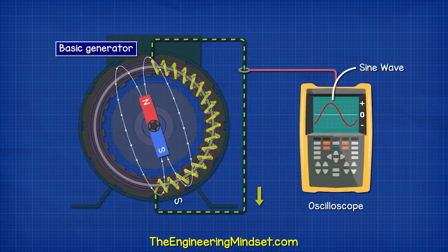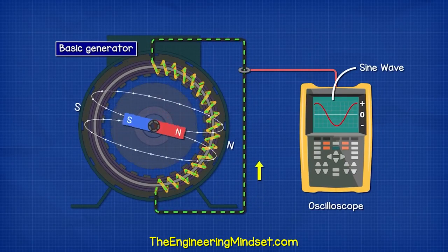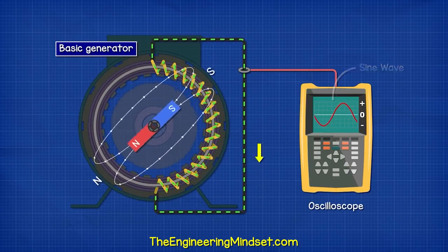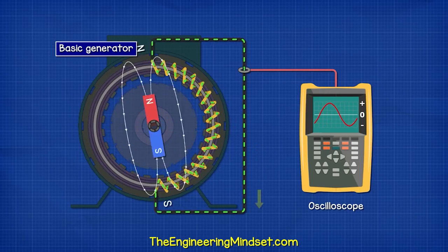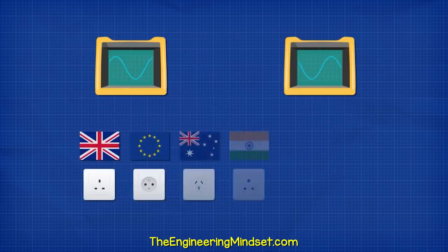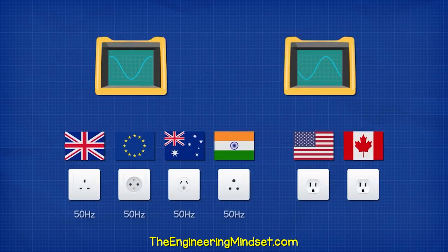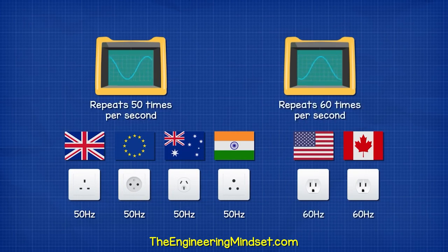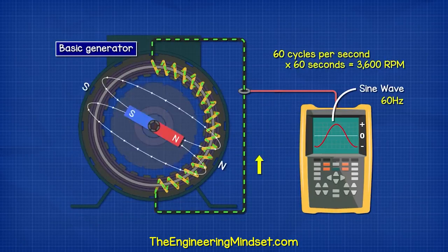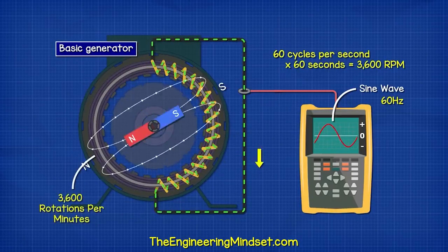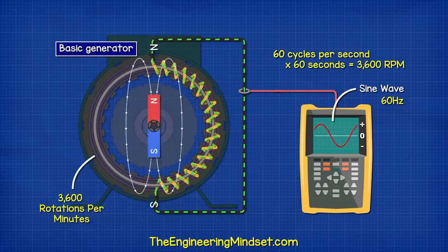This will create an alternating current with a sine wave, which repeats every time the north and south pole of the magnet rotates past the coil. The electrical outlets in our homes provide either 50 or 60 Hz, meaning the sine wave repeats 50 or 60 times per second. To achieve that, the magnet would need to rotate thousands of times a second.